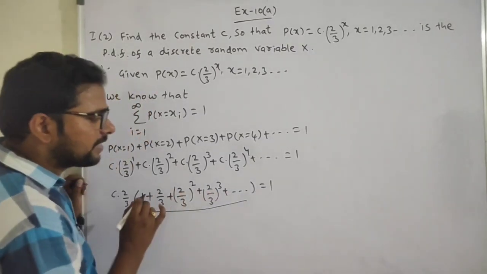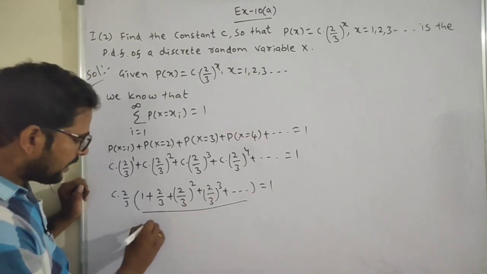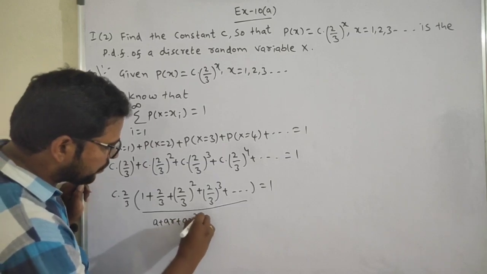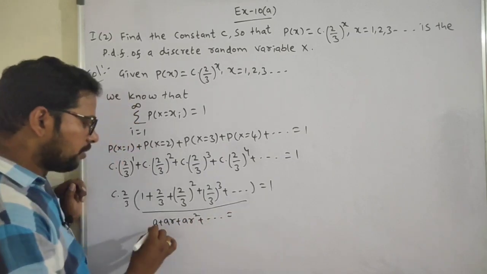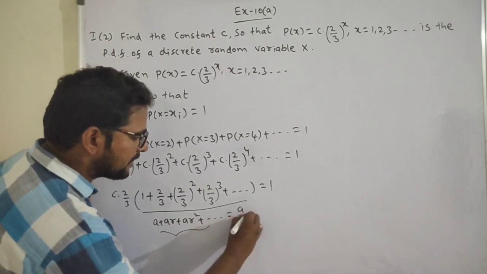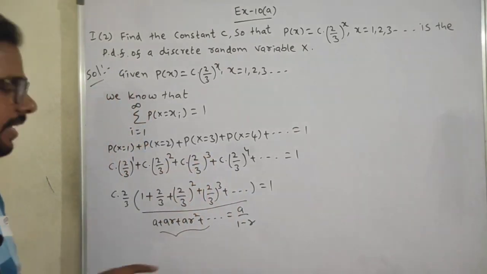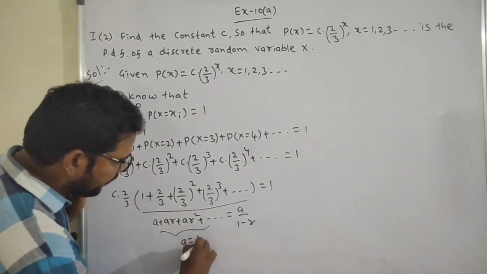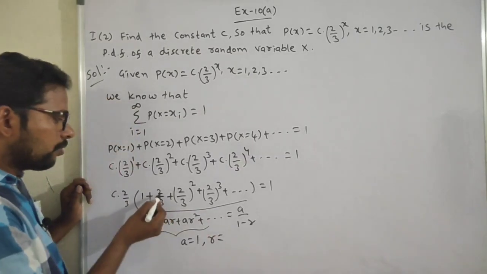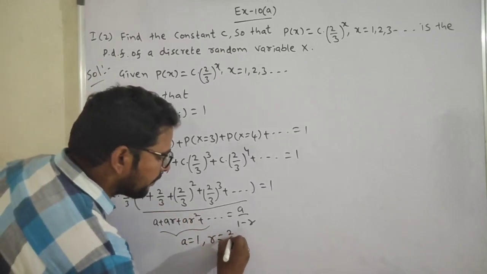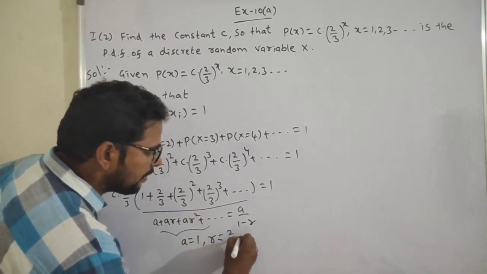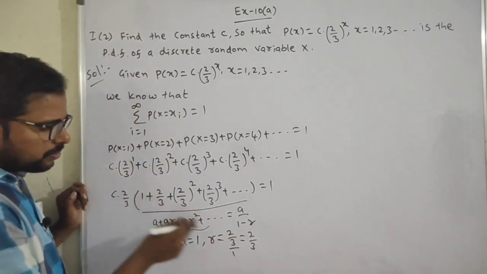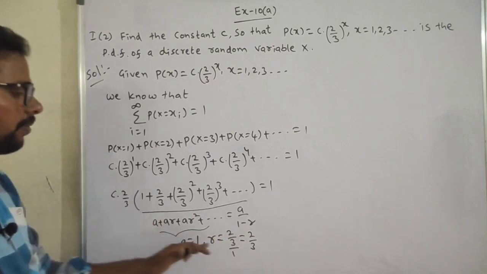It is in the form of an infinite series up to infinity. That means the form is a plus ar plus ar square plus and so on up to infinity, and the sum of an infinite series is equal to a by 1 minus r. a is the first term, so a is equal to what in the given series? a is equal to 1. r is the common ratio: second term by first term is equal to common ratio. Second term is 2 by 3, first term is 1, so 2 by 3 by 1 is equal to 2 by 3, so r is equal to 2 by 3.